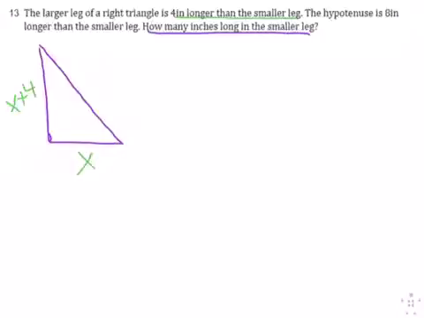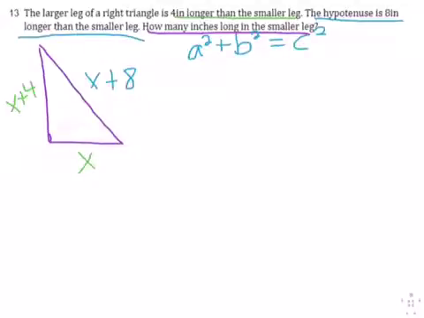And then it says the hypotenuse is 8 inches longer than the smaller leg. And we know that the hypotenuse is the longest side. So we're going to make that x plus 8. So it's 8 inches longer. Now we want to know how many inches long is the smaller leg. The only way we know how to do this is to use the Pythagorean theorem. So we have a squared plus b squared equals c squared. And we know that in a right triangle we have sides A, B, and C. A and B don't matter as long as the longest side is C. So we're going to go ahead and plug that into the formula.